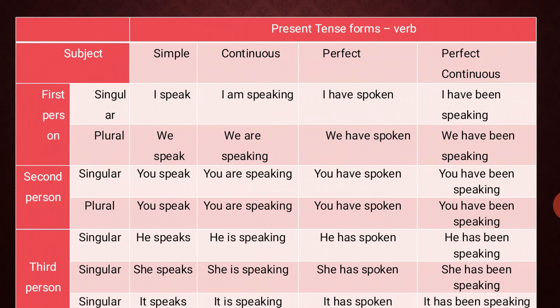I speak, I'm speaking, I have spoken, I have been speaking. First person plural: we speak, we are speaking, we have spoken, we have been speaking. Second person singular and plural I have divided. Third person singular and plural also. He speaks, he is speaking, he has spoken, he has been speaking.